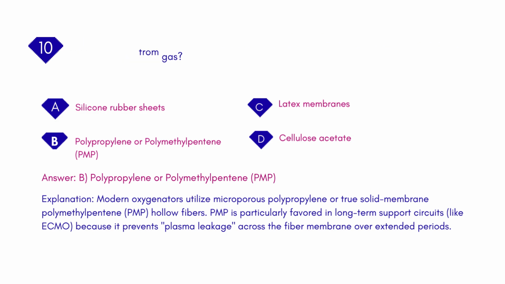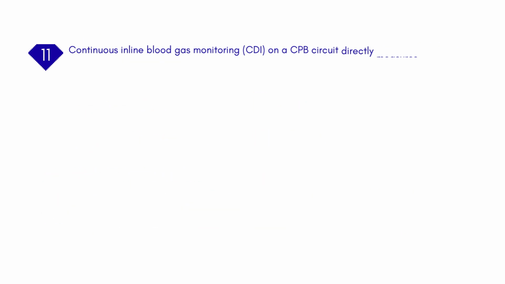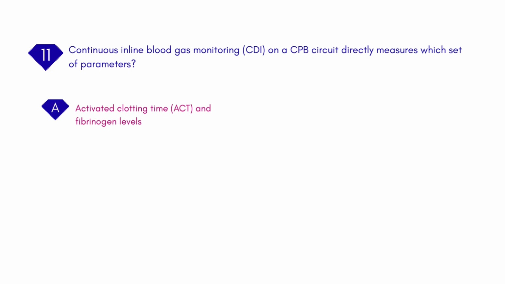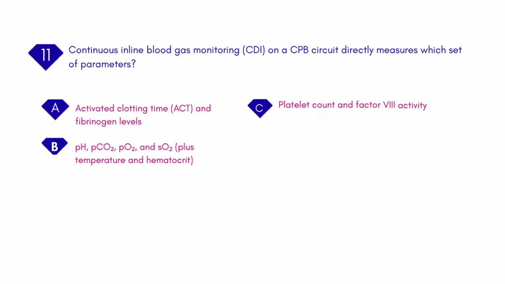Continuous inline blood gas monitoring, CDI, on a CPB circuit directly measures which set of parameters? A. Activated clotting time, ACT, and fibrinogen levels. B. pH, PCO2, PO2, and SO2, plus temperature and hematocrit. C. Platelet count and factor VIII activity. D. Cerebral blood flow velocity and intracranial pressure.